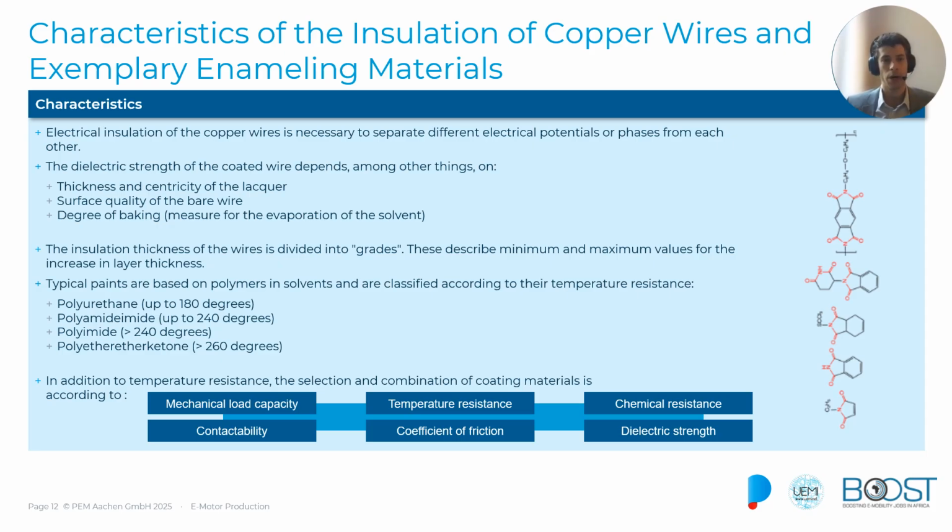But we can't use raw copper wires in the stator. We have to insulate them from each other. Therefore, we coat them with an insulation layer. These are typically based on polymers in solvents, and we classify them according to their temperature resistance.